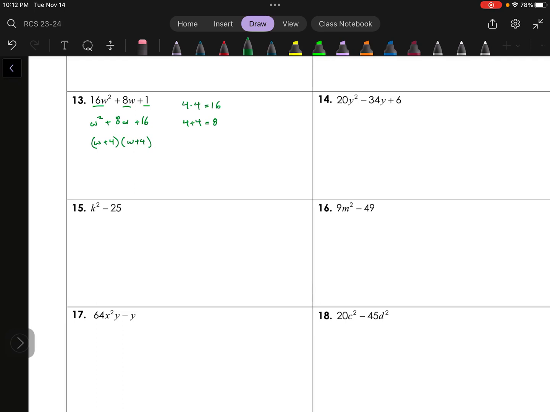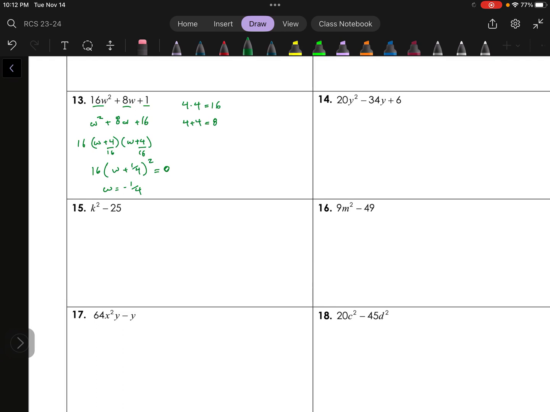And I am going to have a 16 out front, and I'm going to divide both of these by 16, and I would get 16 times w plus 1/4 squared. And if I were to solve this, my w would be negative 1/4. So this is a really handy way of doing it. It kind of works nicely.